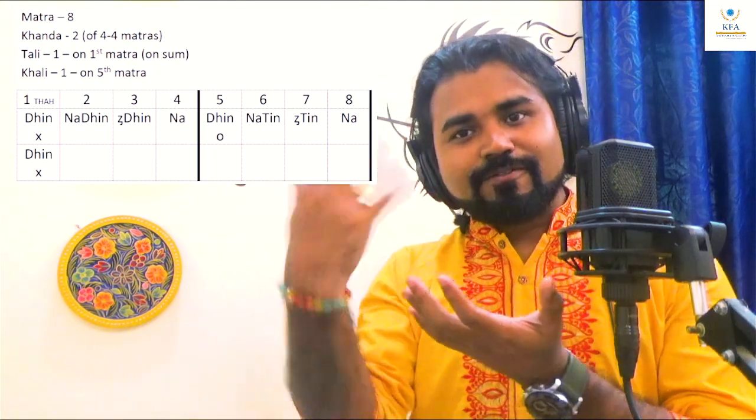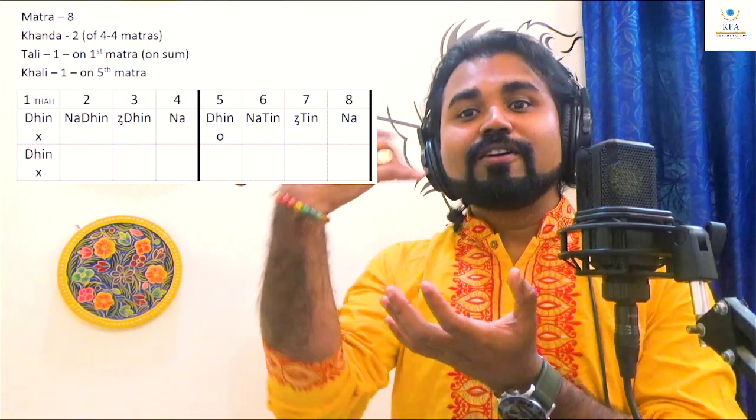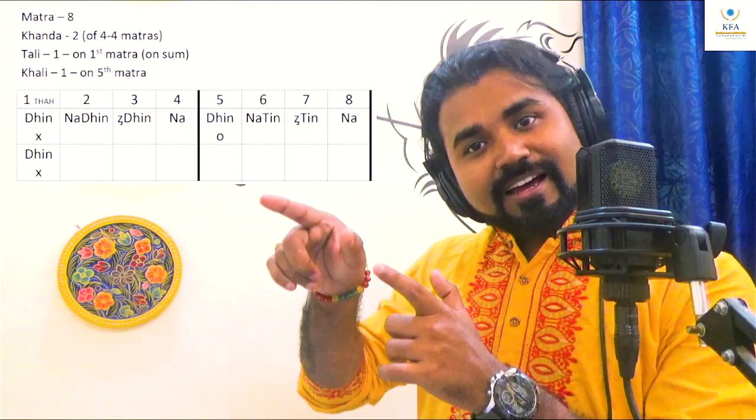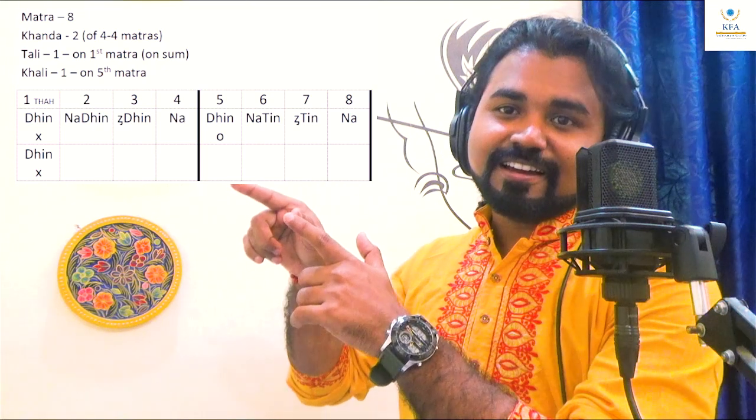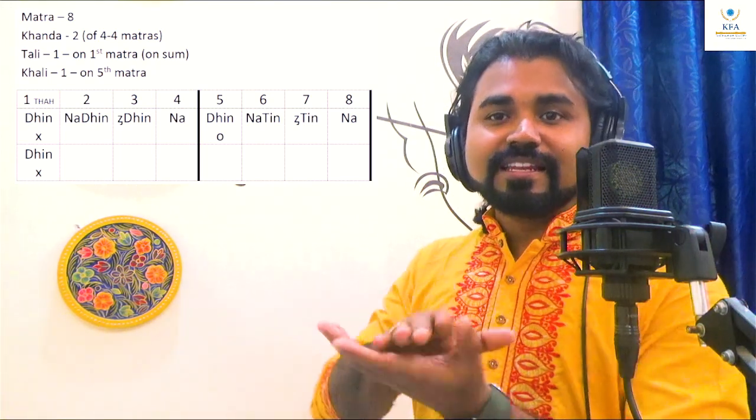1, 2, 3, 4, 5, 6, 7, 8. So you can see it has been given on the screen: dhin na, dhin dhina, dhin na, tin tina. Let me repeat it once more. Dhin na, dhin dhina, dhin na, tin tina. Dhinna dhin dina, dhinna tin tina. Like this it will go forward.